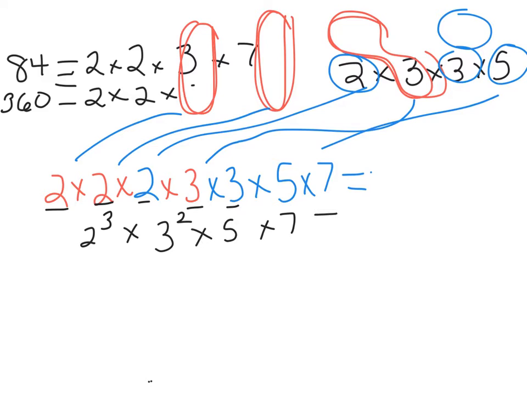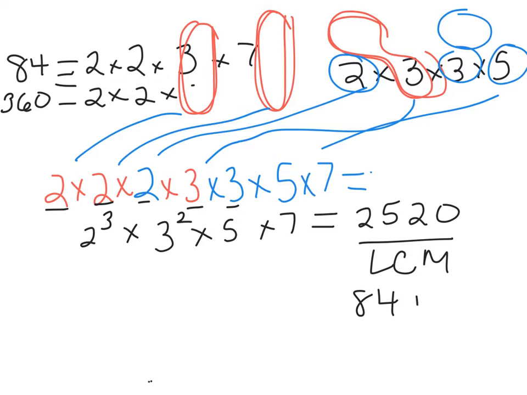And if we multiplied this all the way out, you would get 2,520. I know it sounds like a lot. And that is what the least common multiple is in this case. The least common multiple of 84 and 360 is 2,520. That's a big one, isn't it?